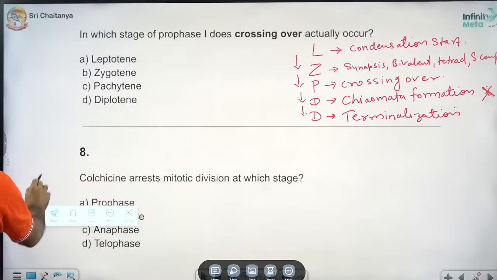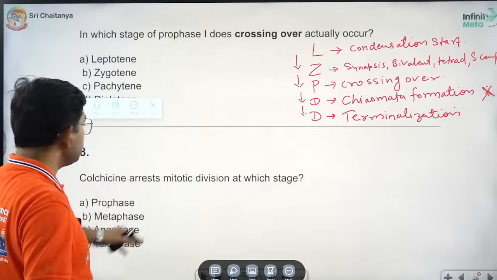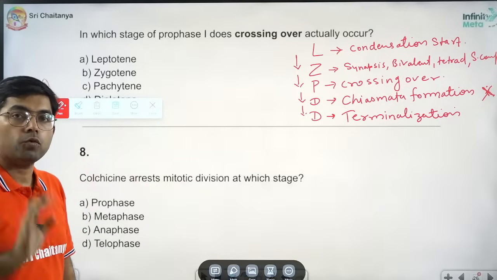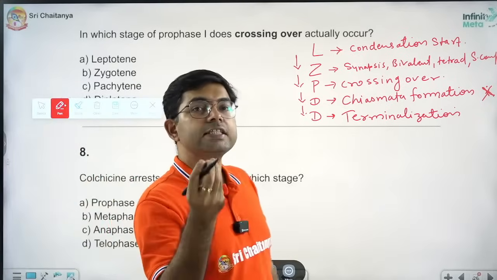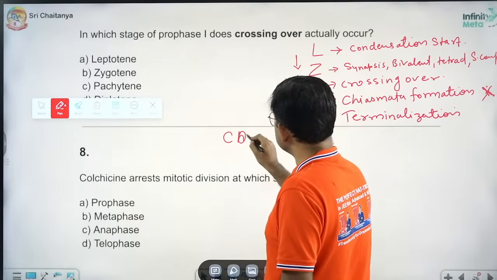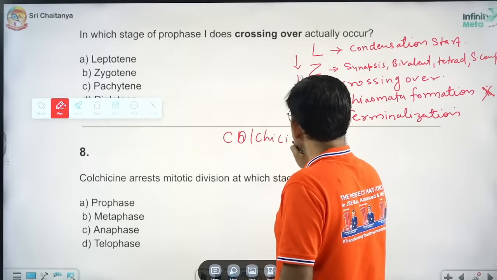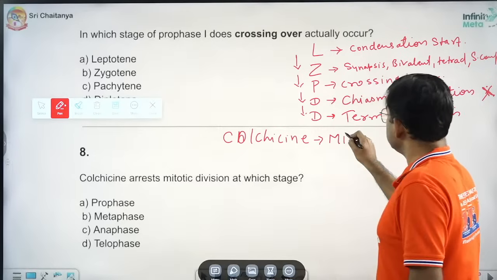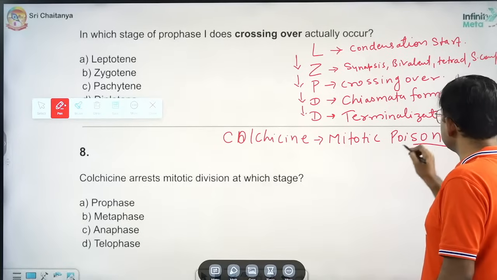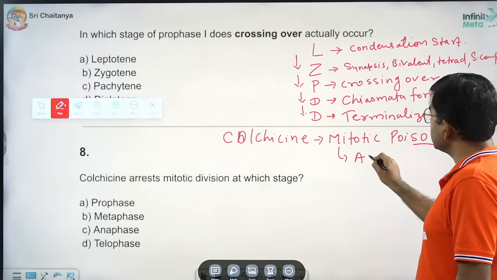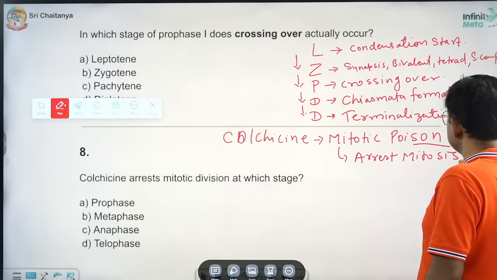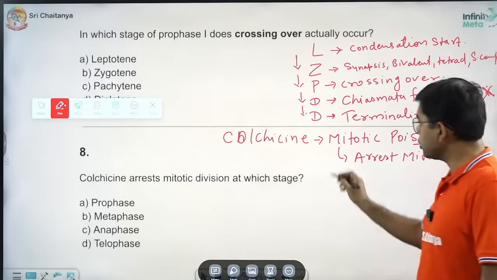Then comes next, colchicine arrests mitotic division at which stage? For that, let's first understand what colchicine is. Colchicine is a chemical which is also called mitotic poison. Why do we call it mitotic poison? Because it arrests mitosis.